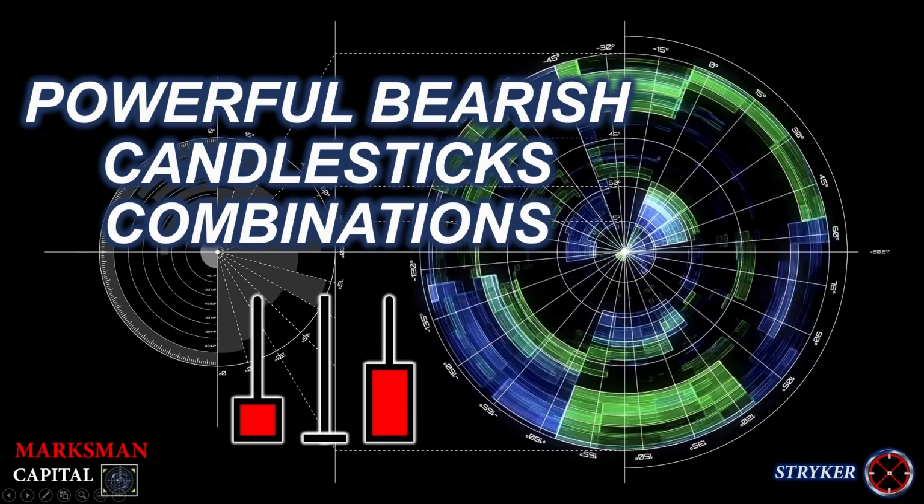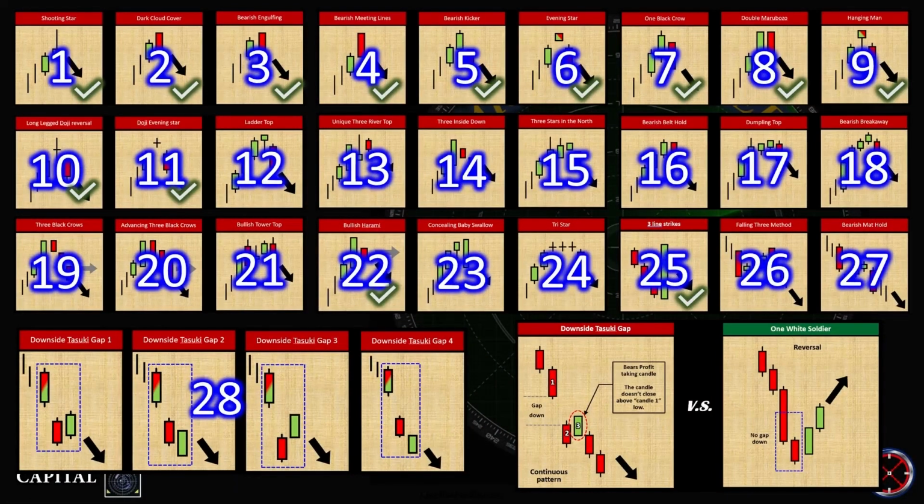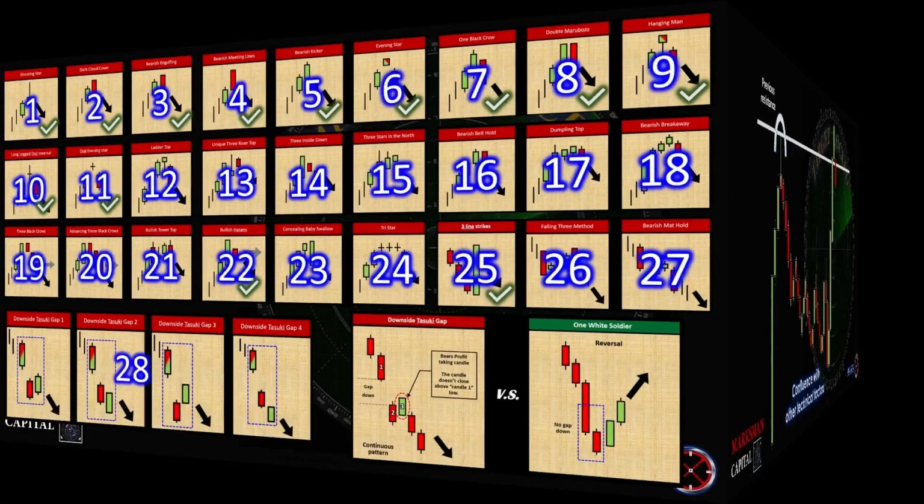Welcome to part 2, Powerful Bearish Candlestick Combinations. In the last part, we covered 28 candlestick formations. And of course, we don't have to remember all of them. We just have to remember half of it or even less, because what is more important is the concept and where it appears in the chart.